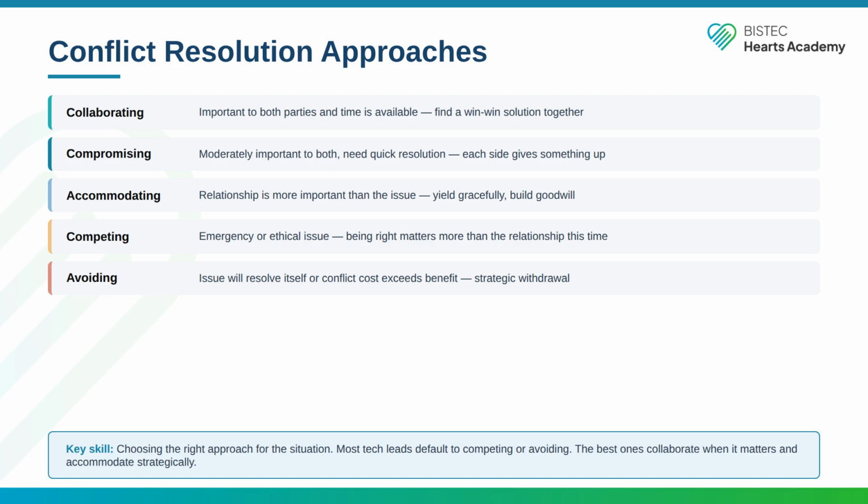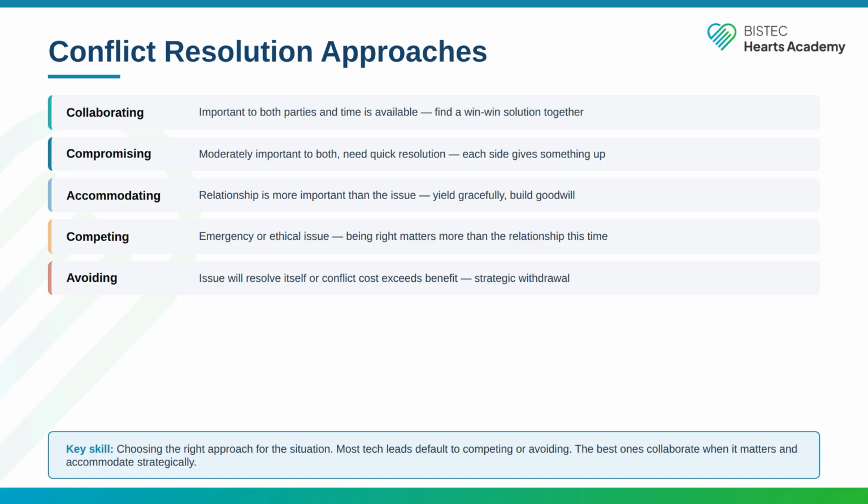Accommodating. Use this when the relationship is more important than the specific issue. You yield gracefully and build goodwill. This is a strategic choice, not weakness. Sometimes giving in on a small decision builds the trust you need for a bigger decision later.